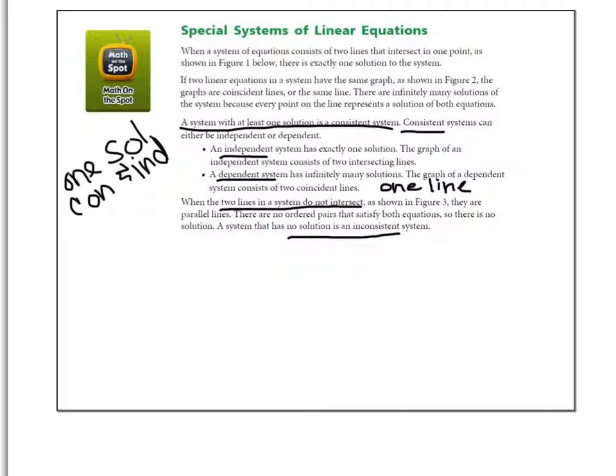So there could be one solution, infinitely many, or no solutions. That's it. If they ask you for two solutions, it's not possible. Imagine in your head, try to draw two lines, can't be curves, they have to be lines, that would cross twice. It's just not possible. It can only cross once. It can be the same line, so it would cross infinitely many, or they don't cross, which means it's no solution.